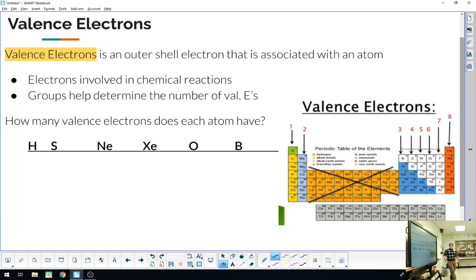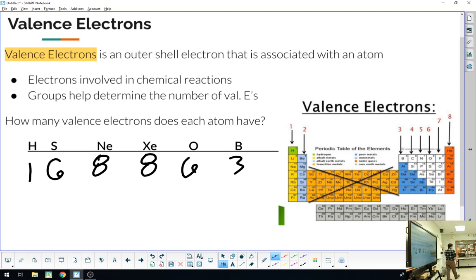Okay. So looking at our periodic table, let's find how many valence electrons each element has. So we've got hydrogen. How many valence electrons is hydrogen going to have? 1. That's it. You just look at the count. What about sulfur? 6. So we go over here, find sulfur. It's got 6. What about neon? 8. Xenon? 8. Oxygen? 6. And boron? 3. Okay. That's it.